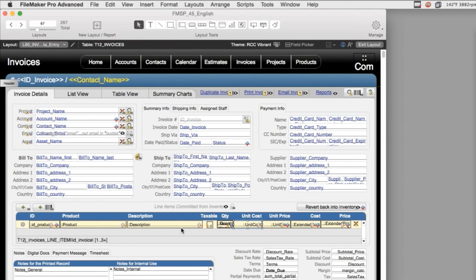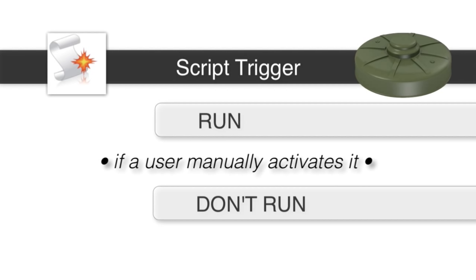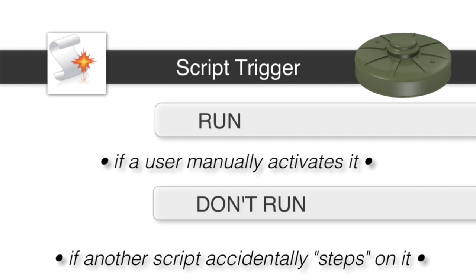Now, if you think about this logically, we want these script triggers that are hidden on layouts like landmines to run if a user manually activates them for the vast majority of time. And the vast majority of the time, we don't want these script triggers, these landmines, to run if some other script accidentally steps on them. So how do we do that?